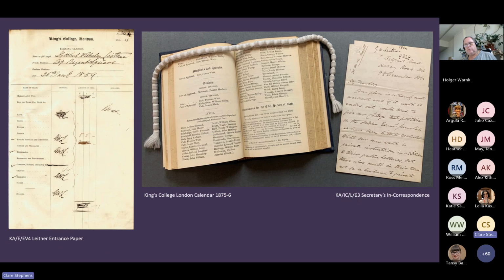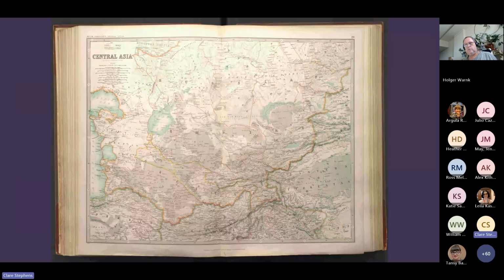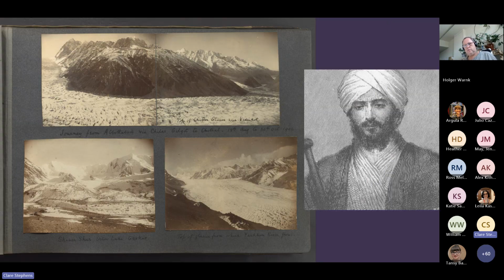So after he left King's, Leitner travelled extensively throughout Central Asia. He's one of the first recorded Europeans to travel to certain areas of northern India. He's an expert on Kashmir. We don't have a lot of visual material that directly relates to Leitner, but we do have amazing maps. And we also have collections of photographs, largely from the military, that show the areas that Gottlieb travelled to.